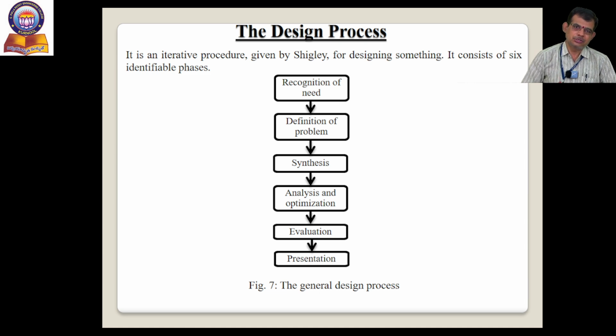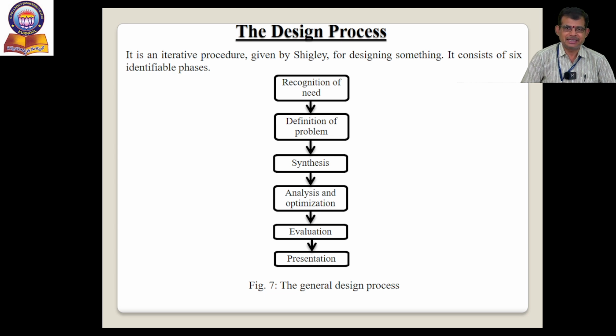Before going to the elements of the CAD system, let us discuss what the basic design process is. The basic design process, as proposed by Shigley, has 6 steps. Of course, it is an iterative procedure, because if a new idea comes, you can erase the previous one and create. Continuously you are thinking, so many ideas are coming; this may be good, no, this may not be good. Like that you can think, erase and redo. Because of that it is called an iterative process. It consists of 6 identifiable phases.